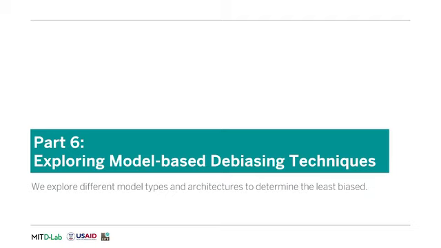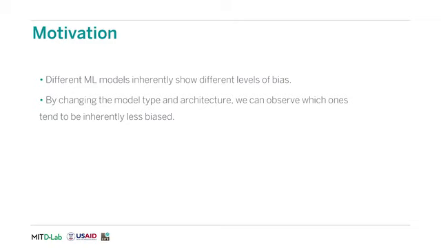In this part, we are going to explore model-based debiasing techniques, and specifically, we will look at different model types and architectures and examine how each one of them performs for the male versus female demographic. The motivation for this is that we should expect different models to have different degrees of bias. Therefore, by changing the model type or architecture, we can observe which ones tend to be inherently less biased, and these are the ones that we are going to choose in our application.